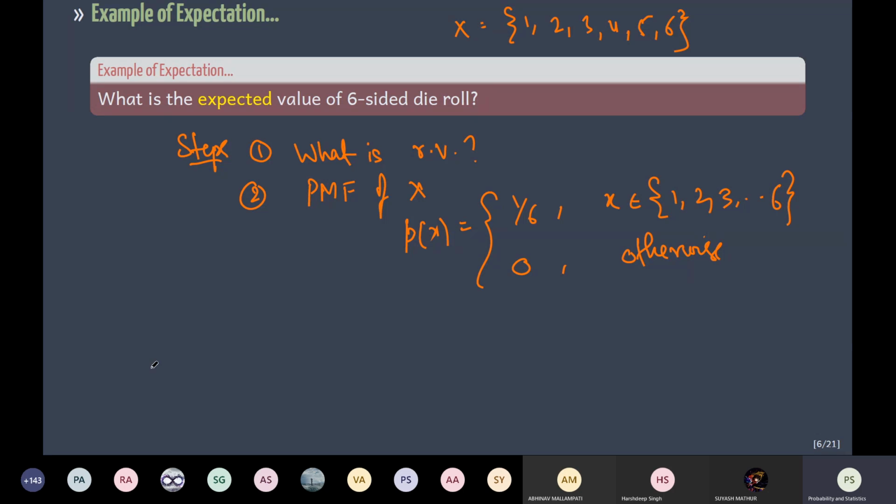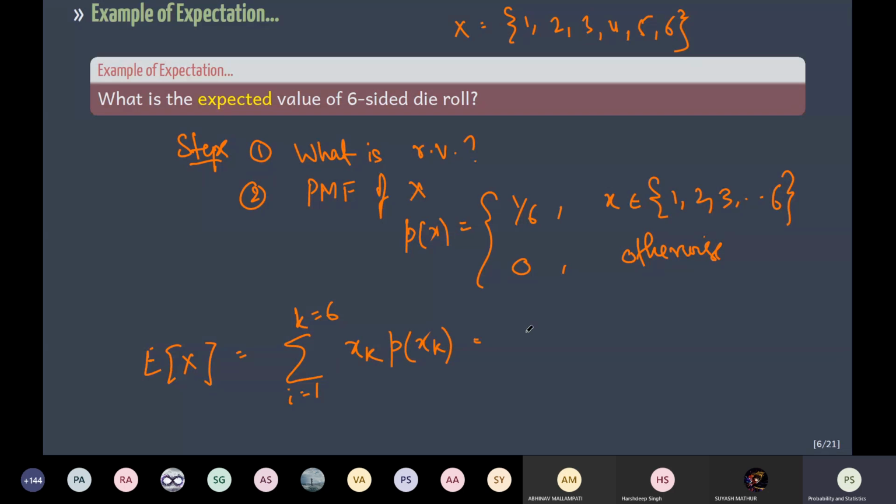Now we can compute the expected outcome as a number. On average, what is the number that you are supposed to see? So this is the sum from i equal 1 to k, where k in this case is 6, and we have x_k and the PMF of x_k.